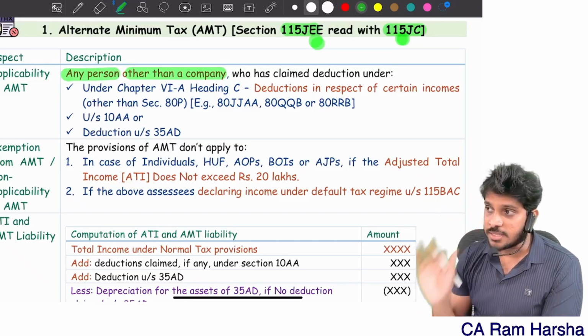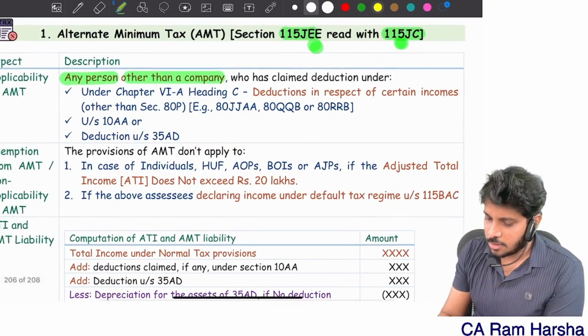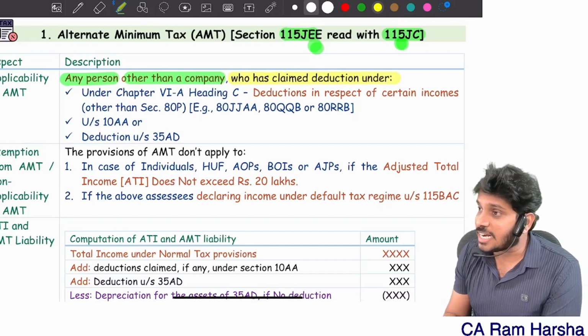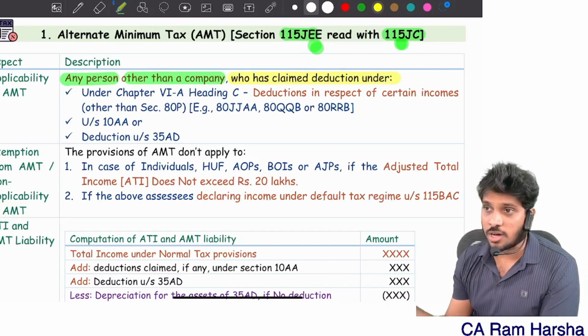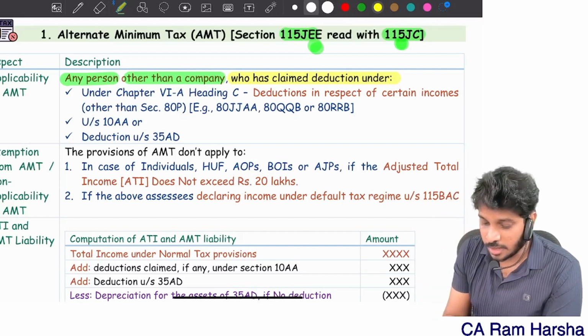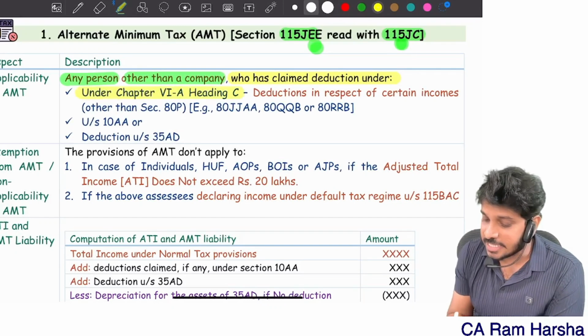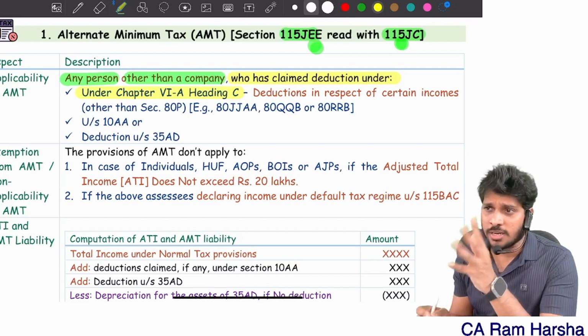It is there only in CA Final. What does the section say? Any person who is claiming deduction under, look at this carefully, if you do not understand this provision, that's it, gone. Any person who is claiming deduction under Chapter 6A Heading C, not all of Chapter 6A, remember, only Heading C of Chapter 6A.